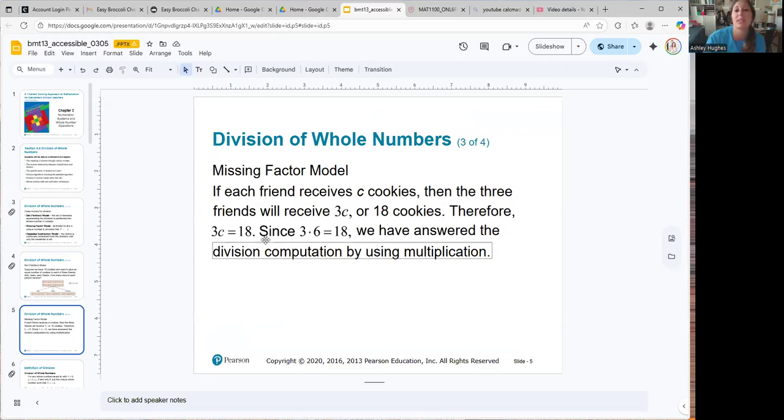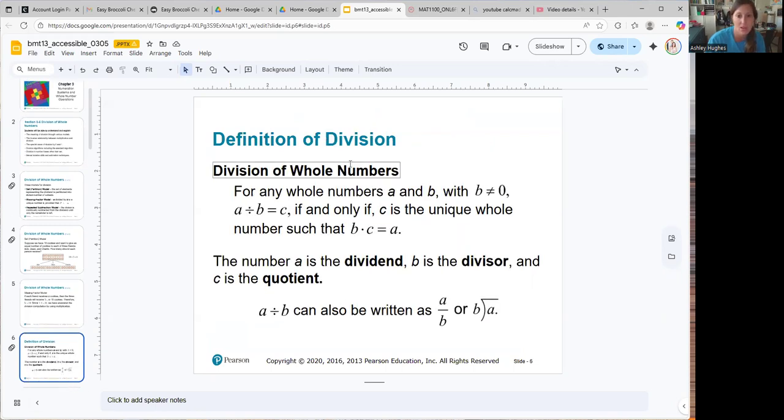Or you could say 3 times what number of cookies equals 18. And so then they could think through the multiples: 3, 6, 9, 12, 15, 18. Okay, I need 6 to go in for C. For any whole numbers A and B, with B not equal to 0, which is really important, because you cannot take anything and divide it into 0 groups, A divided by B equals C, if and only if C is unique.